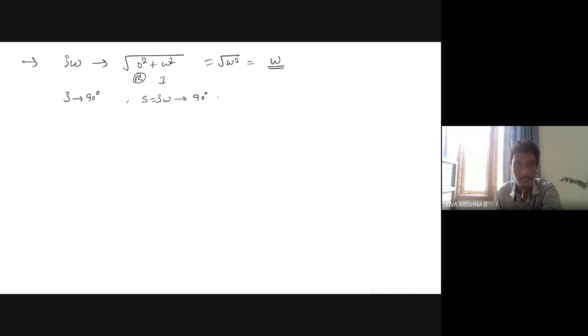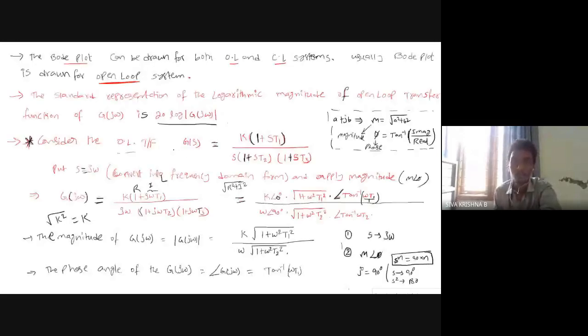Directly 90. Similarly S power 1, that means 90. S power 2 means 180, and so on. S power n means 90 into n. That's it. So please note on that one. I'm just erasing here. Okay now? So that is w at an angle 90 degrees.